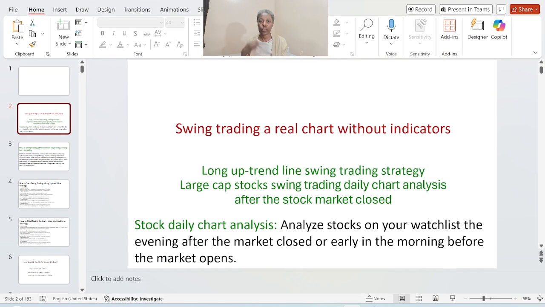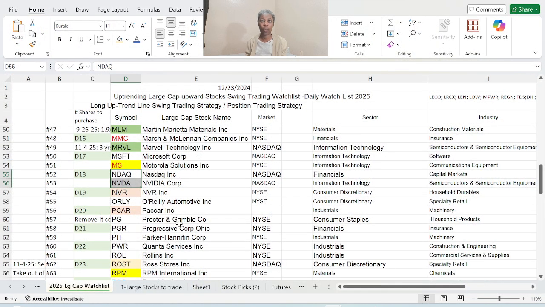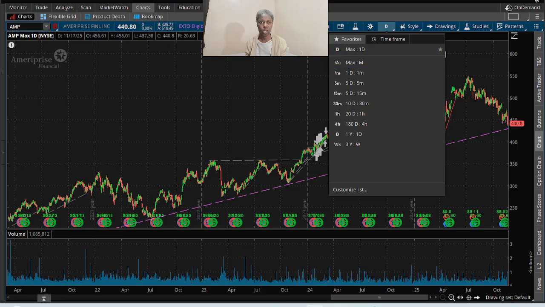Hello, swing trading a real chart without indicator. So let's together take a look at our watch list, and we have two stocks we can analyze together. NDAQ is the first one. We are going to use maximum daily chart.